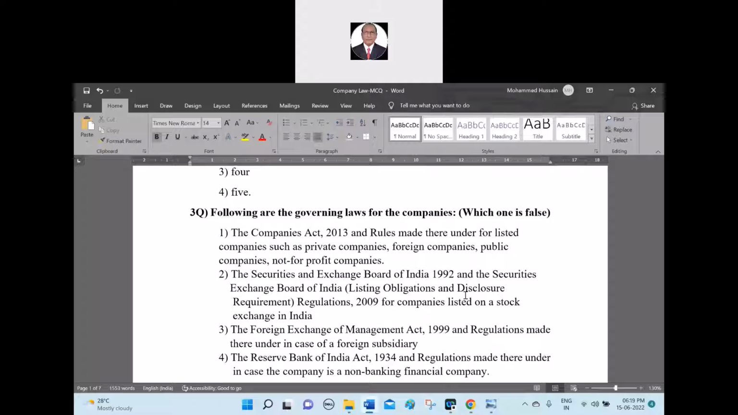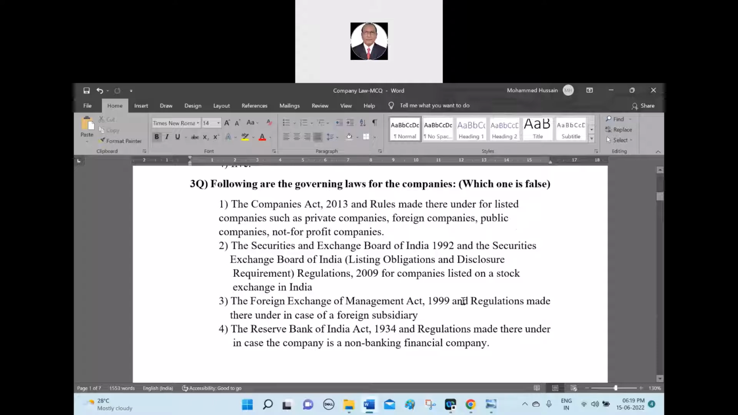Number two, the Securities and Exchange Board of India Act 1992 and the SEBI listing obligation and disclosure requirement regulations of 2009 for the companies listed on a stock exchange in India. Number three, the Foreign Exchange Management Act 1999 and the regulations made thereunder in case of a foreign subsidiary. Number four, the Reserve Bank of India Act 1934 and regulations made thereunder in case a company is a non-banking financial company. Which one is false among the four?